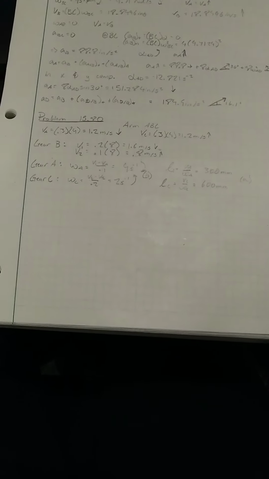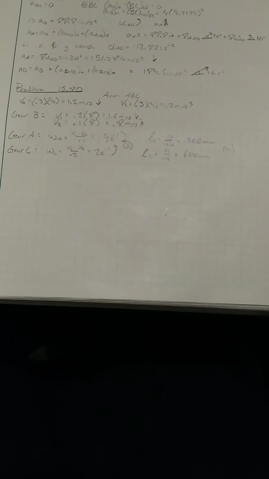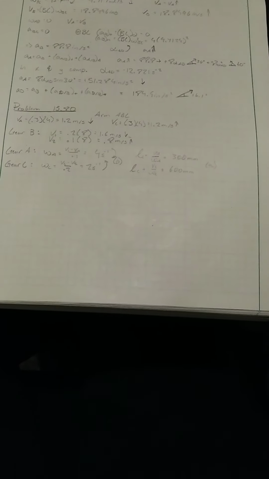So we started out with our V sub A and our V sub C equations, which are pretty easy to get. So we get our V sub A equals 1.2 meters per second down, and our V sub C equals 1.2 meters per second up. We can tell those directions from the diagram. And then at gear B, we have V1 equals 0.2 times 8 equals 1.6 meters per second down. And V sub 2, same equation, we get 0.8 meters per second up.